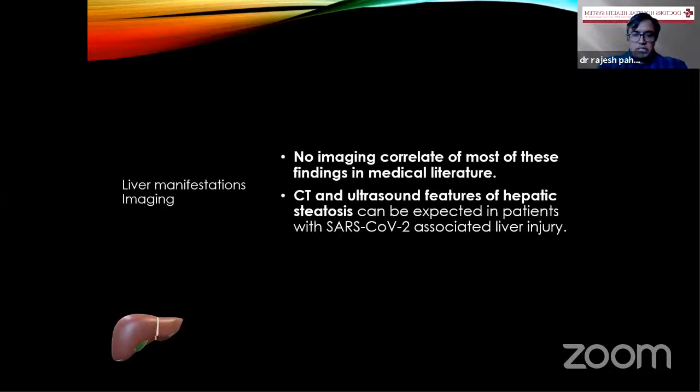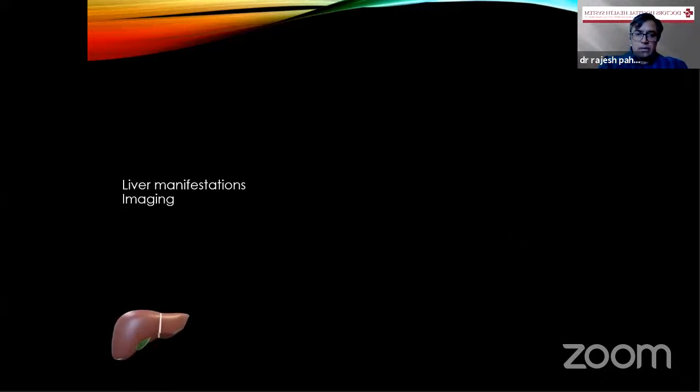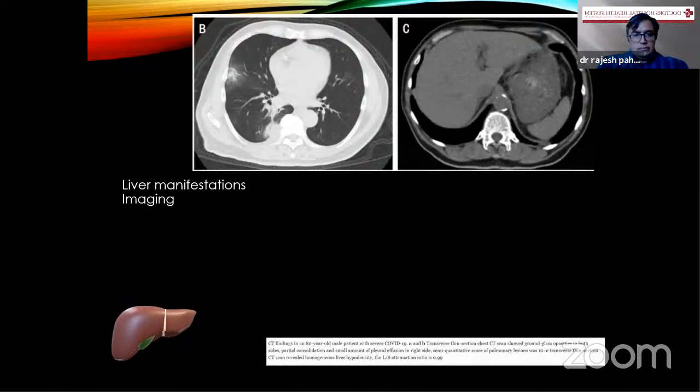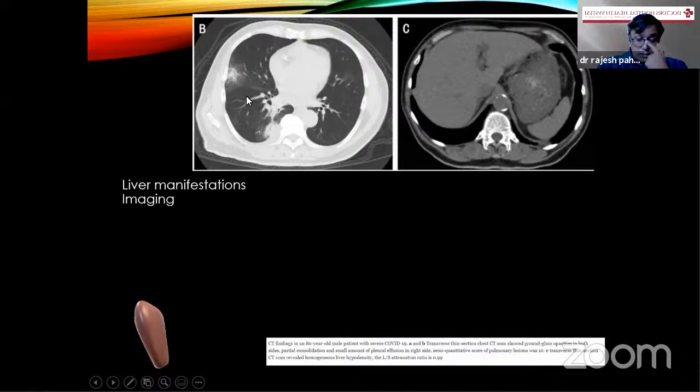There is no imaging correlate of most of these findings in medical literature till now. However, the CT and ultrasound features of hepatic steatosis can be expected in patients with COVID-19 associated liver injury. So here we can see there are some parenchymal opacities in the lung, and the liver is showing a hyperdense appearance, suggesting hepatosteatosis.